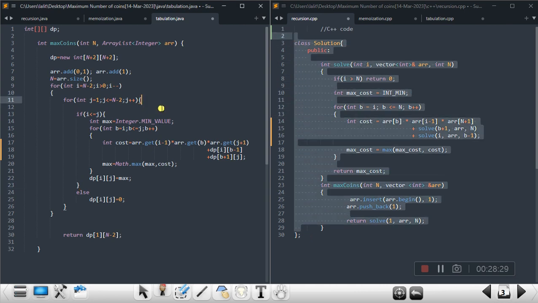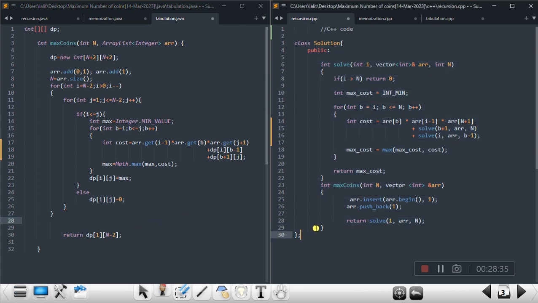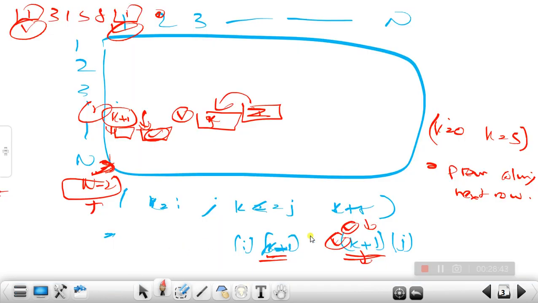So this is the problem. This problem is very much similar to the matrix chain multiplication problem, where I have to maximize the cost of multiplying, and here I have to maximize the number of coins that I can get. I hope you guys are clear with the intuition and how dynamic programming can be applied. So this is all about this problem. Thank you.